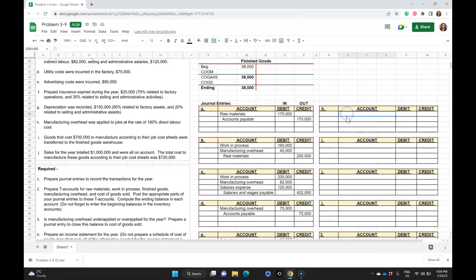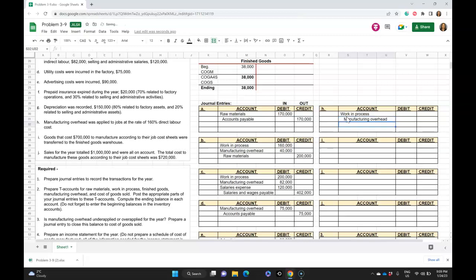Now the problem is that I don't know what my actual manufacturing overhead will be until the end of the year. So we just kind of have to guess while we're working through the year. And we'll get a little bit more into that in a different question, but for now I'm just going to do work in process. That's going to go in, and then manufacturing overhead, that's going to go out.